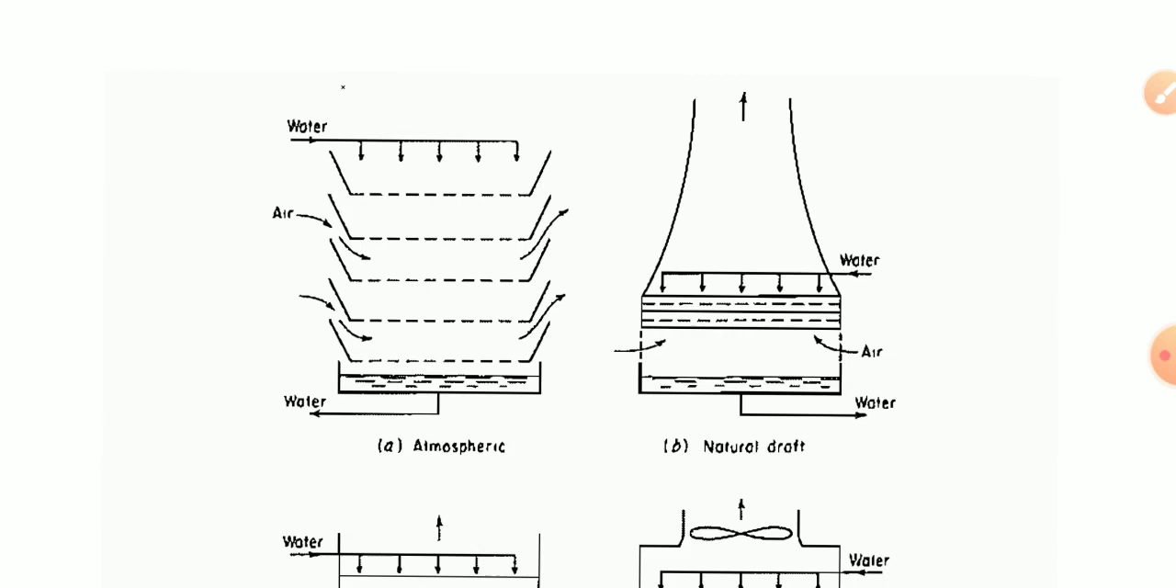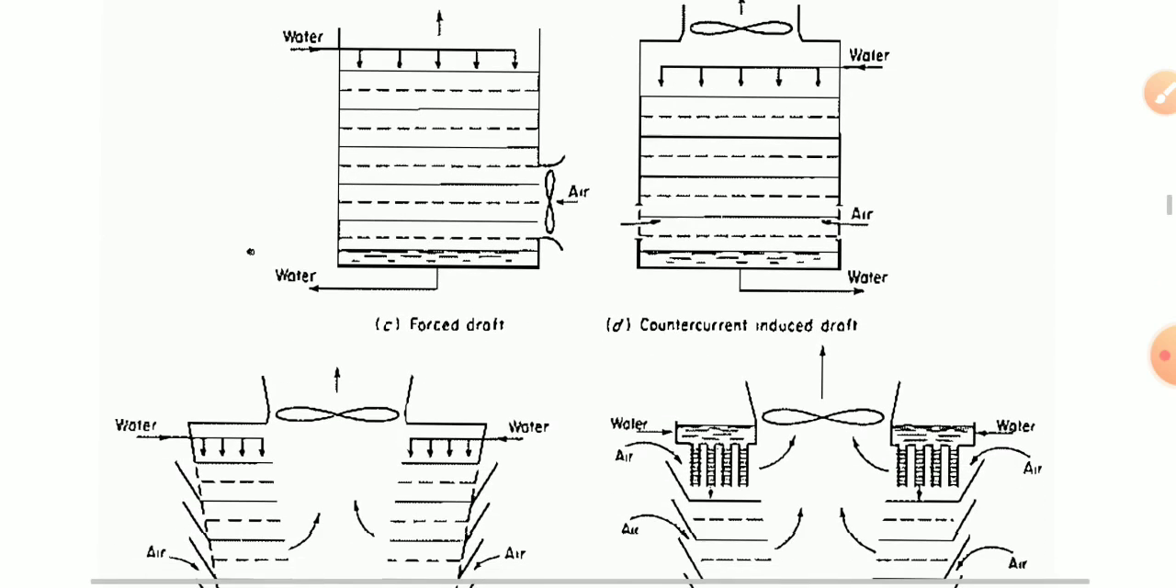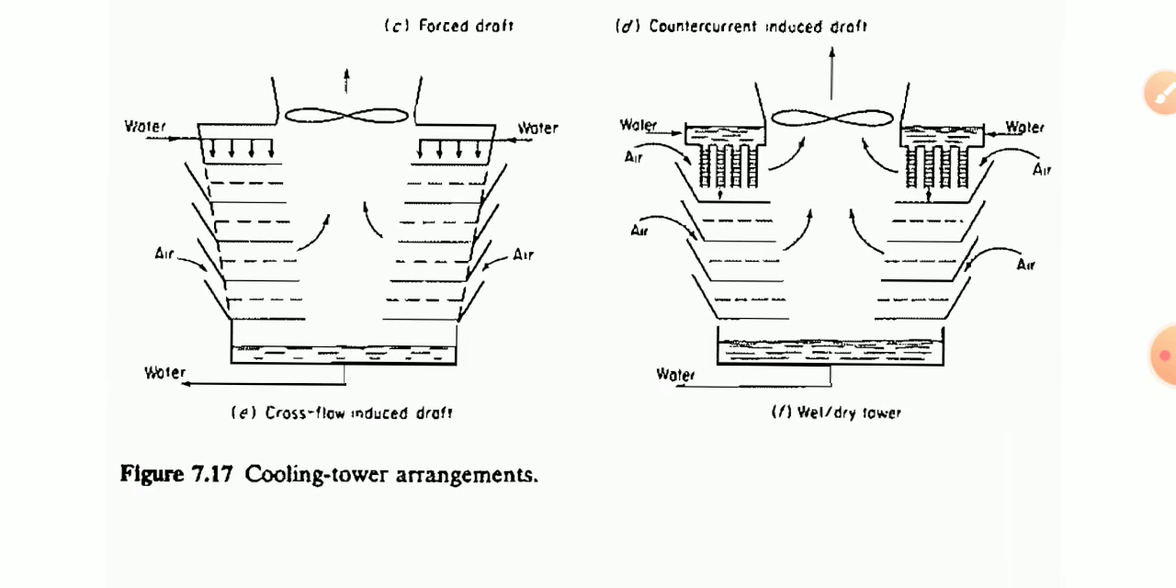Okay, so simply water cooling tower. Atmospheric cooling tower, natural draft, forced draft, countercurrent induced draft, cross flow induced draft, wet and dry tower. This is the cooling tower arrangement.